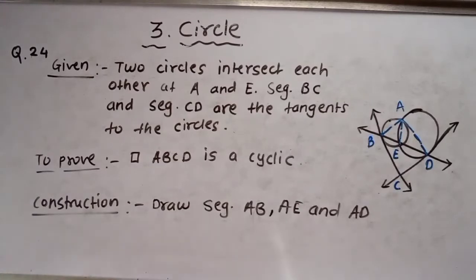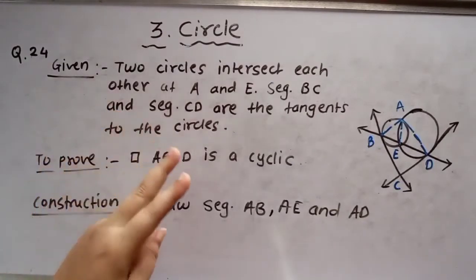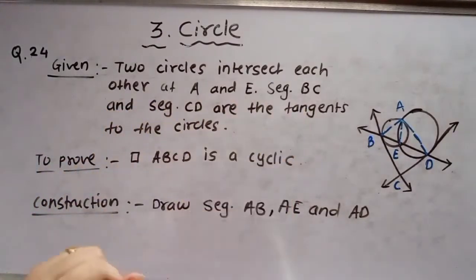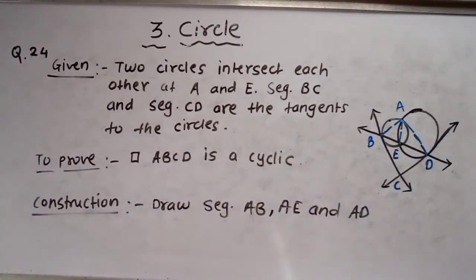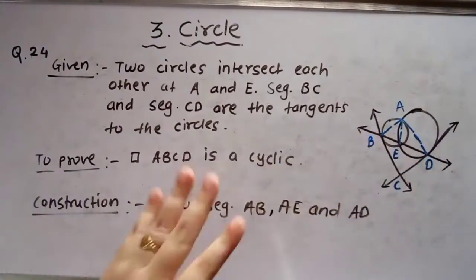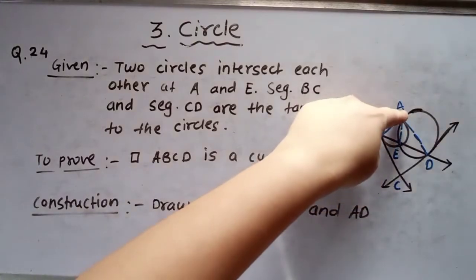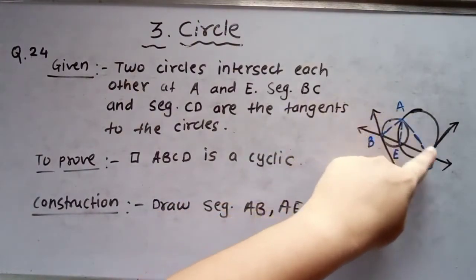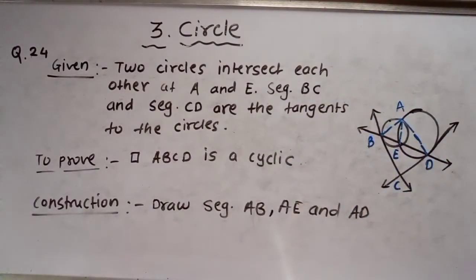So first we have to write the given, the to prove and the construction part. What do we write in the given? There are two circles that intersect each other at points A and E. Segment BC and segment CD are the tangents to the circle, and BD is their common tangent. To prove: quadrilateral ABCD is cyclic. And what is the construction? We have to draw segments AB, AE and AD. Join these points AB, AE and AD. This is the construction part.